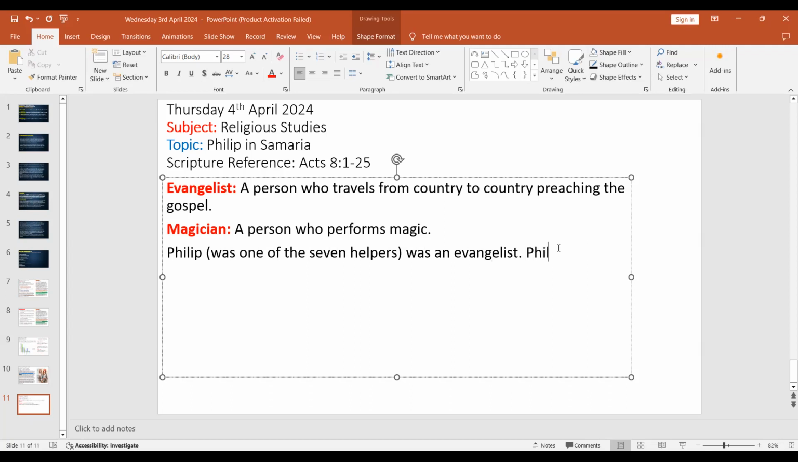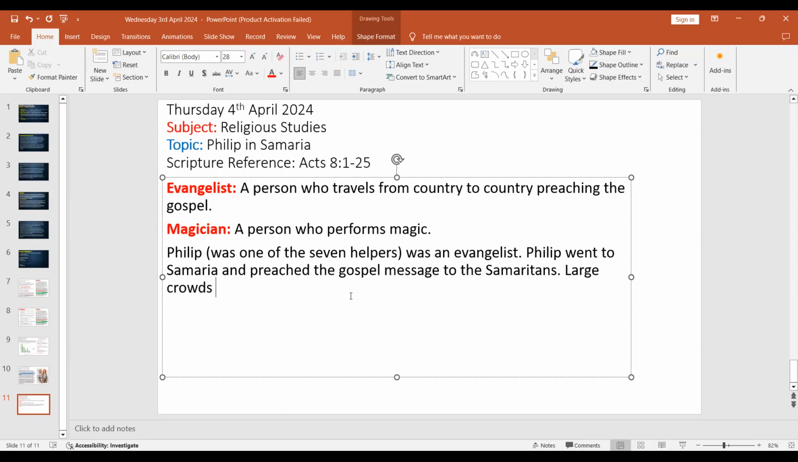Philip went to Samaria, right? And preached the gospel message to the Samaritans. The Samaritans are going to be the persons who lived in Samaria, right? They call them the Samaritans. Large crowds, right? Large crowds gathered to hear what he's going to say, right?